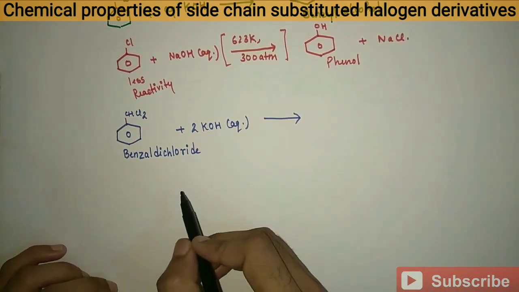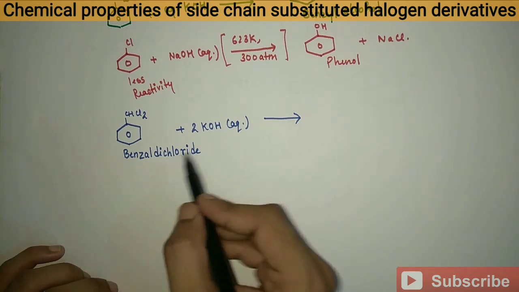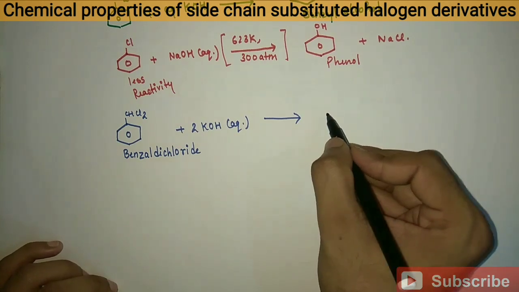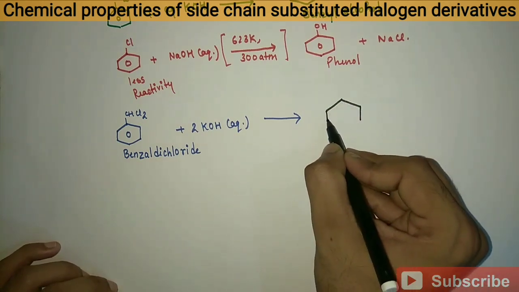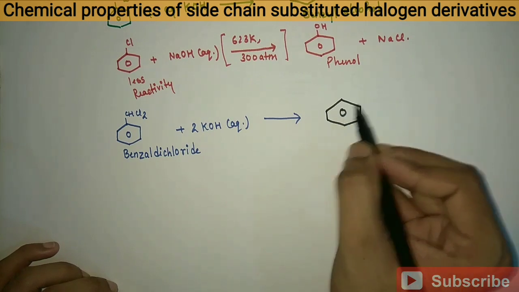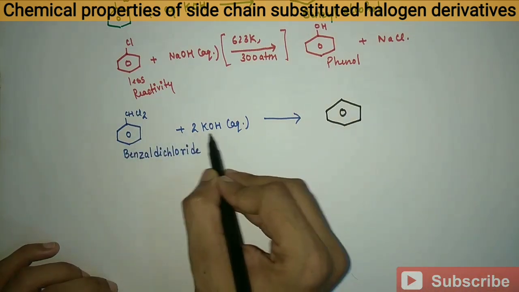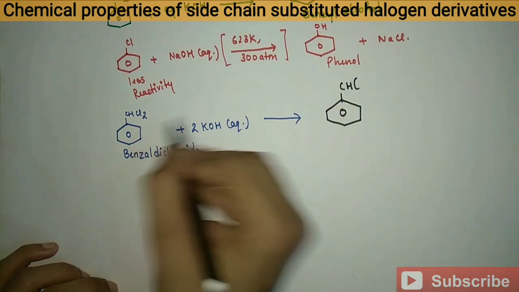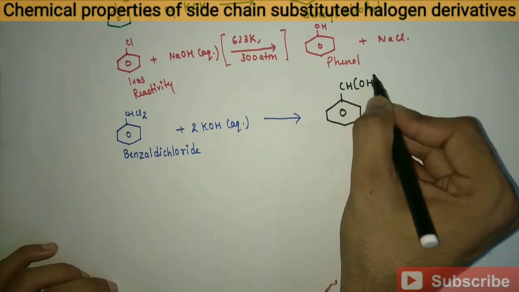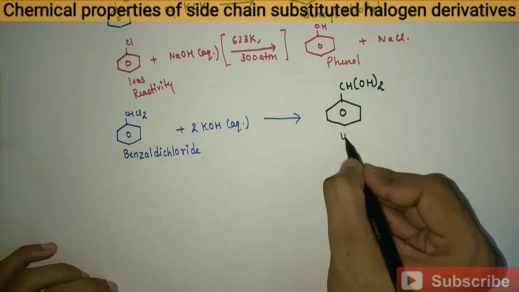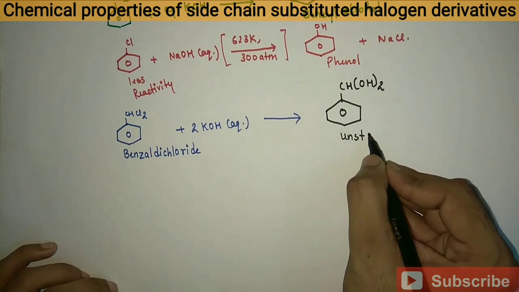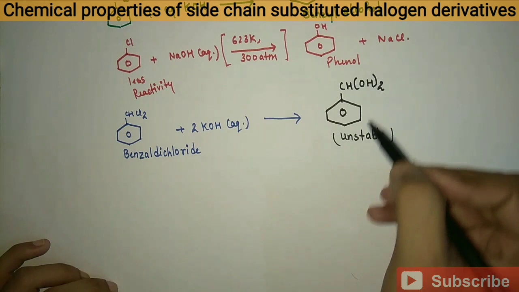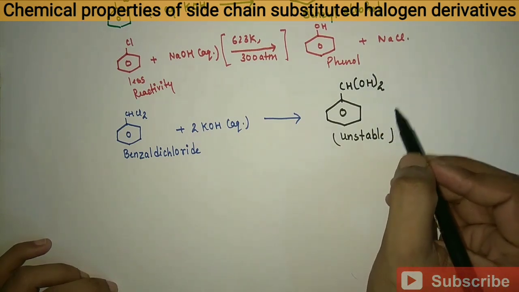Now, the next reaction is reaction with benzyl dichloride. Okay, so when benzyl dichloride reacts with the aqueous KOH, it will form the unstable intermediate. These two chlorine groups are substituted by the hydroxyl group. So it will form CH and 2 chlorine will be replaced by the 2 hydroxyl groups. Okay, this is unstable. This is gem-diol. This is unstable because at 1 carbon the 2 OH groups can never be present. So it is unstable.